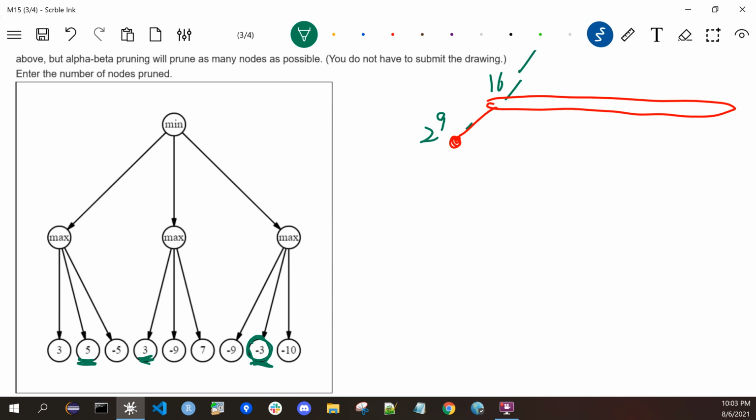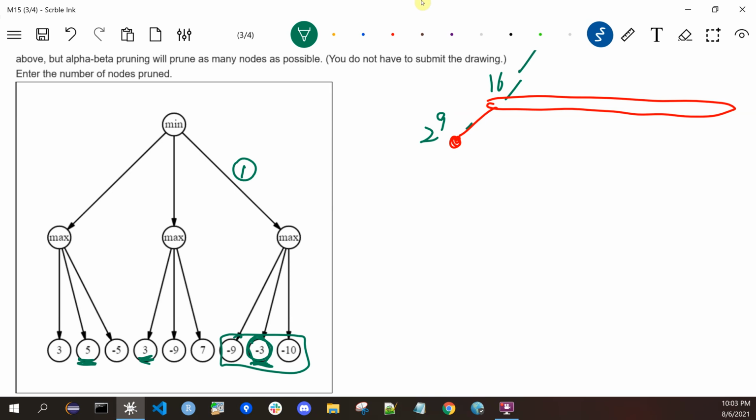So we should probably search this branch first. So I'm going to label this one first. The first subtree of any internal node must be searched, so we cannot prune them. So we won't be able to prune these 3.